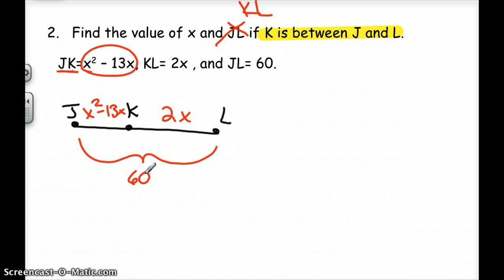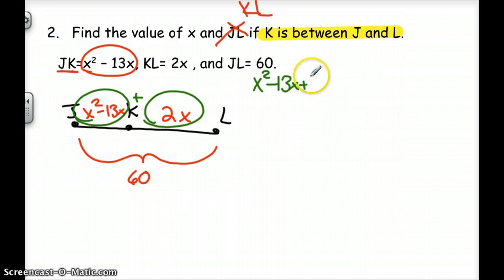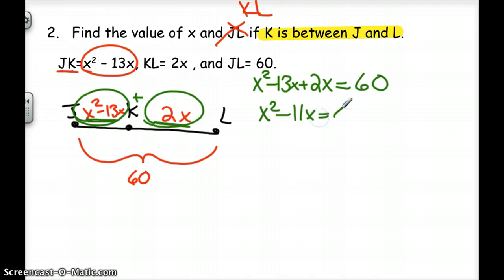And so using my picture, do you see, people, I can tell I need to take this piece plus that piece to equal the whole entire thing. So I'm going to take x squared minus 13x plus 2x. I'm using segment addition postulate. I'm adding my two segments together here to equal the whole entire segment, which is 60. And now I got to get my like terms together. So I'm going to get x squared minus 11x equals 60.